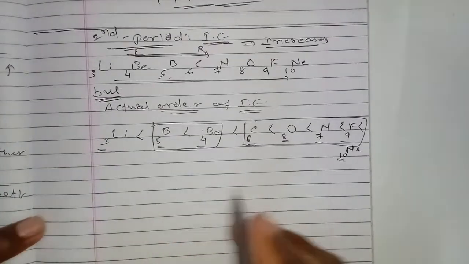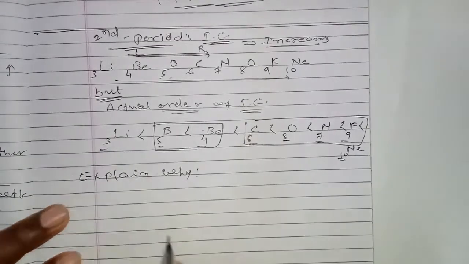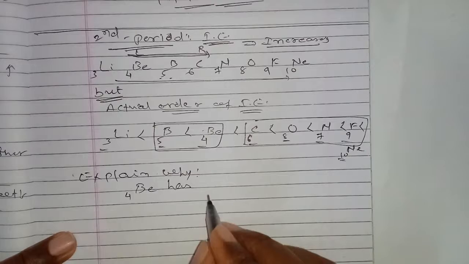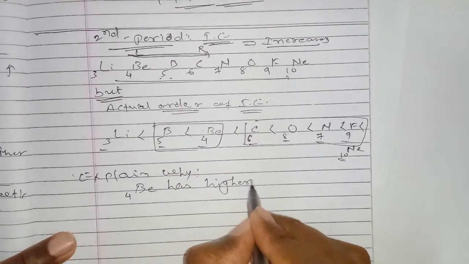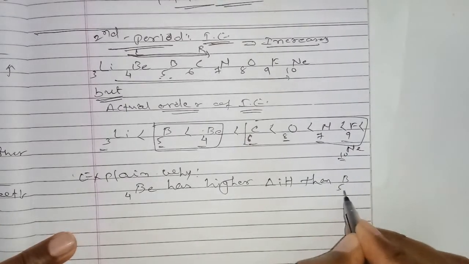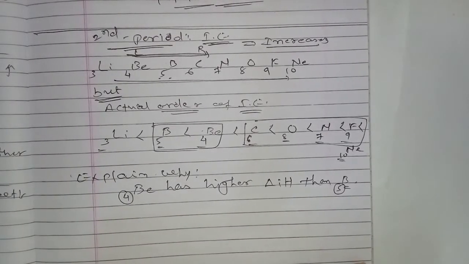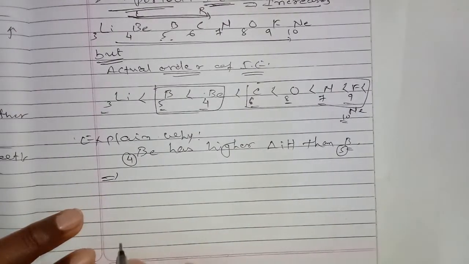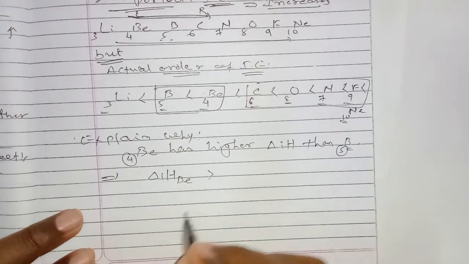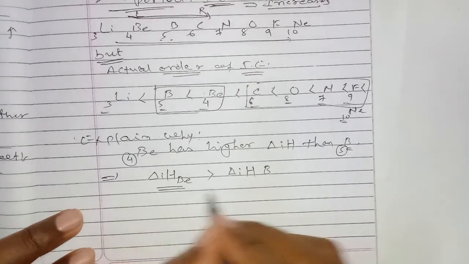Why? So here the question is very important. Explain why beryllium has higher ionization enthalpy than boron, 5 its atomic number. Or in other words, ionization enthalpy of beryllium is greater than ionization enthalpy of boron.